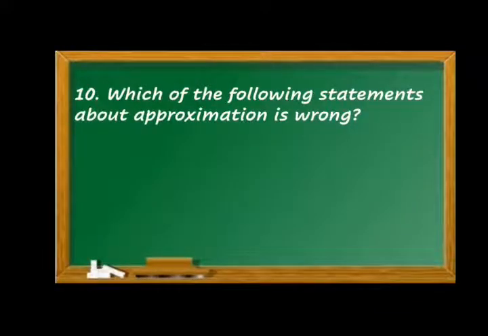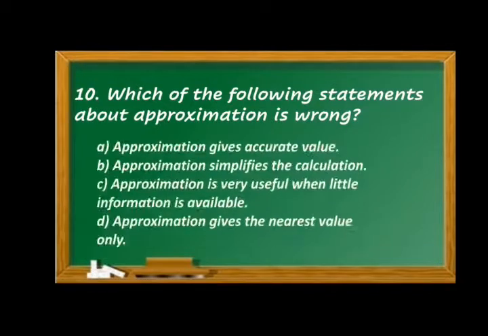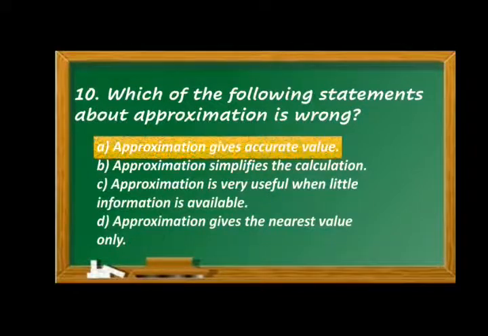Which of the following statements about approximation is wrong? Approximation gives accurate value. Approximation simplifies the calculation. Approximation is very useful when little information is available. Approximation gives the nearest value only. Here, all other 3 statements given as B, C, D are true. So approximation gives accurate value only is false.